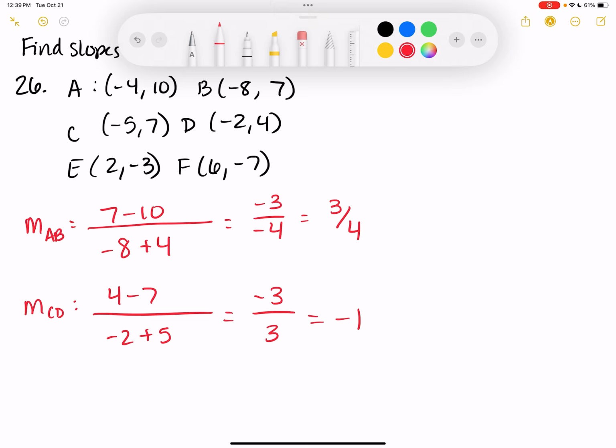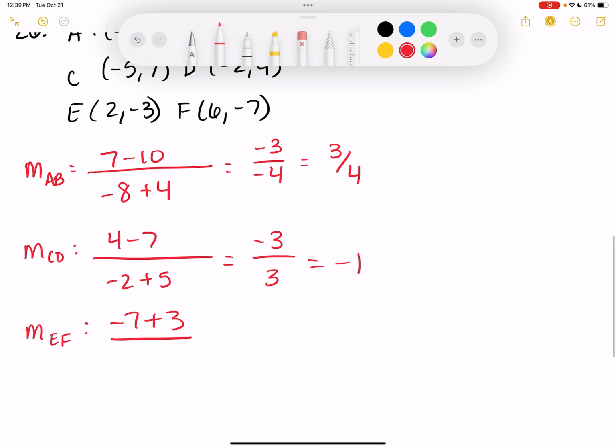And last but not least, the slope of EF. Negative 7 minus a negative 3, so negative 7 plus 3 over 6 minus 2. So that would be a negative 4 over a positive 4, which is negative 1. So which of these lines are parallel to each other? CD. Yep. So CD is parallel to EF.